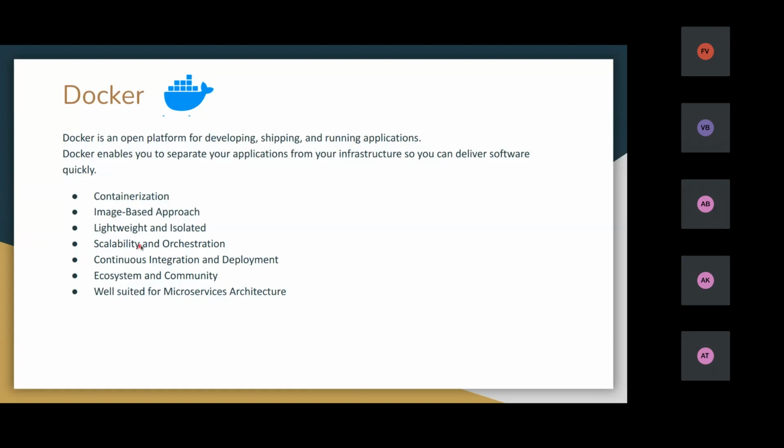Then lightweight and, as I said, isolated. Then scalability. If we have a web service and we need to scale it up, we can run multiple Docker images. Okay, then continuous integration and deployment. If we have any changes, we can deploy directly into Docker, or we can run another container. Okay, running an application inside Docker is called a container.